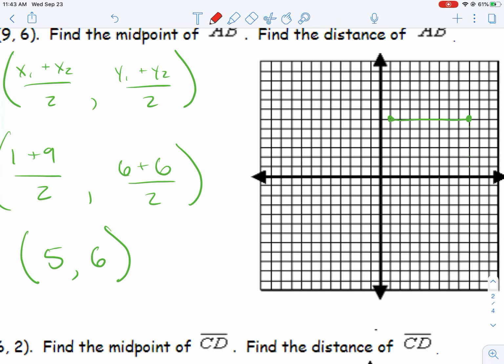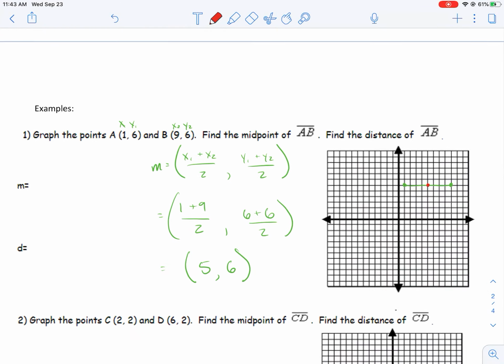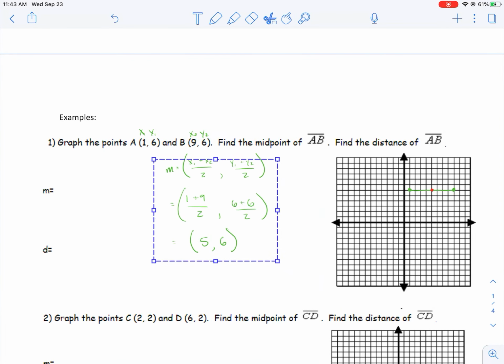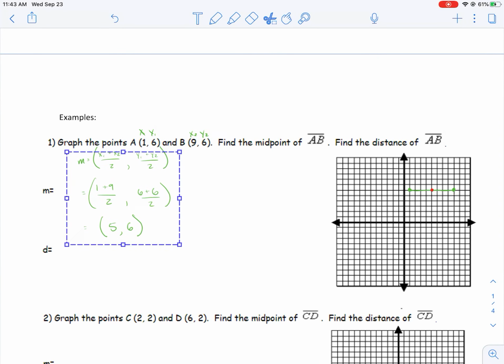So let's put that point in there. 1, 2, 3, 4. There's our midpoint. As you can see, 1, 2, 3, 4, 1, 2, 3, 4, perfectly in between. Okay, so let me shrink this up here, and let's find the distance.